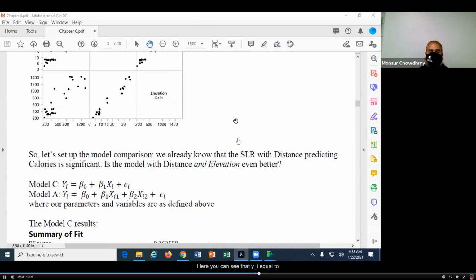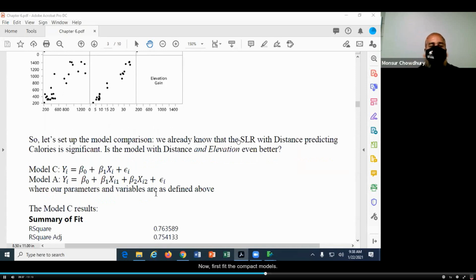So here you can see that yi equals beta 0 plus beta 1 xi plus epsilon, where yi is our calories and xi is our distance. Now augmented model means we have more predictors here, that means more parameters. So in this case we have two parameters for the two variables and an additional parameter for the intercept. So we have three parameters in the augmented model, which is beta 0 plus beta 1 xi1 plus beta 2 xi2 plus epsilon i.